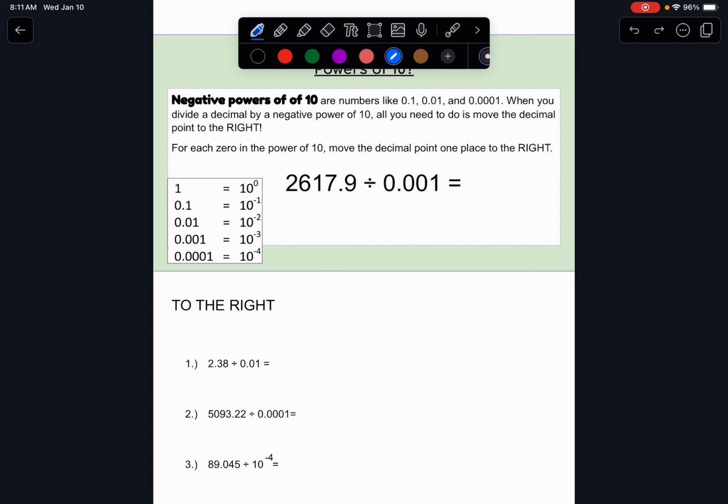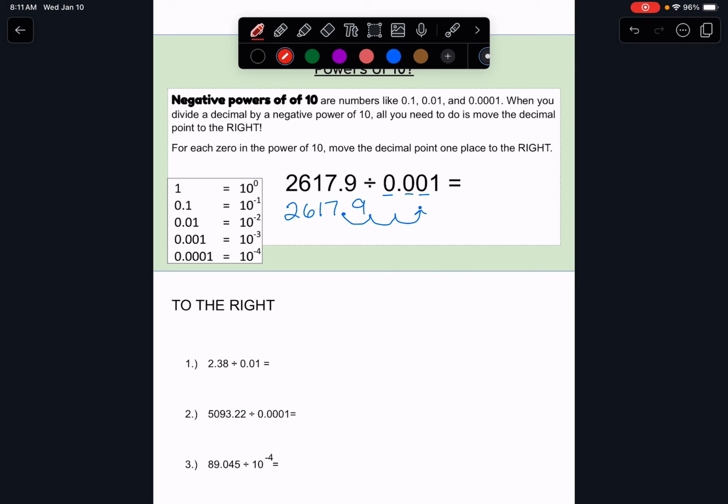Okay, so this is very similar to multiplying. Here you also just count the zeros. So we have 1, 2, 3. But instead of moving left, you're moving right. So I'm going to rewrite my number real quick. And I'm going to move right 3 times. 1, 2, 3. So my new decimal place is right here.